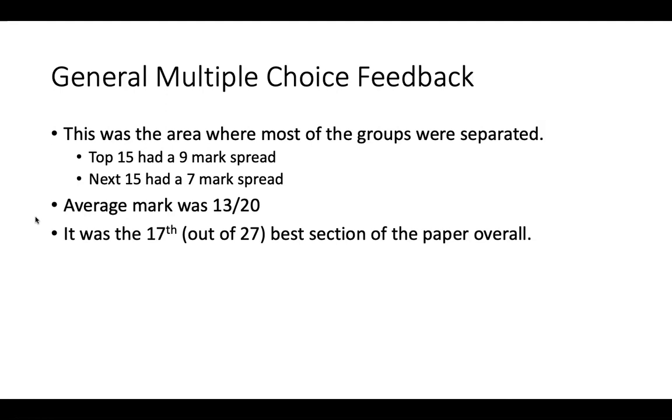The next 15 students after that, taking us to the middle group of the trial results, there was a 7-mark spread in the multiple choice questions. The average mark for the multiple choice was 13 out of 20, and it was actually the 17th best section of the paper overall, meaning there were 16 other sections or individual parts of questions that were answered better than the multiple choice.